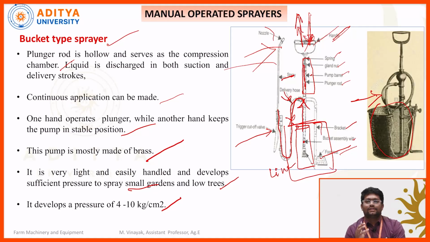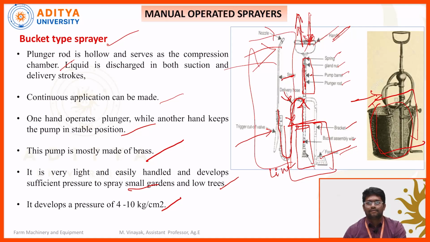Generally the sprayer consists of two main hoses, the suction line and the delivery line. Up to this position, whatever the plunger is immersed into the bucket, that position is called the suction line. This entire section is called the delivery line. In the bucket operated sprayer, the entire suction line is immersed into the bucket.